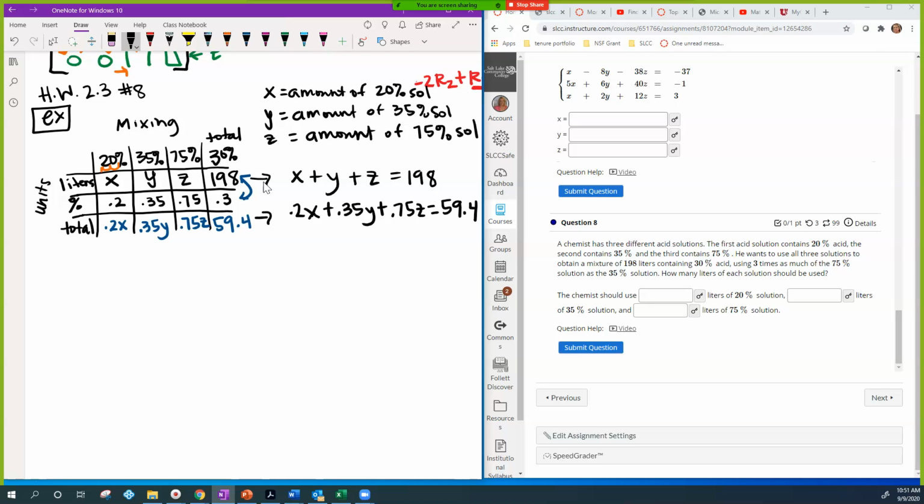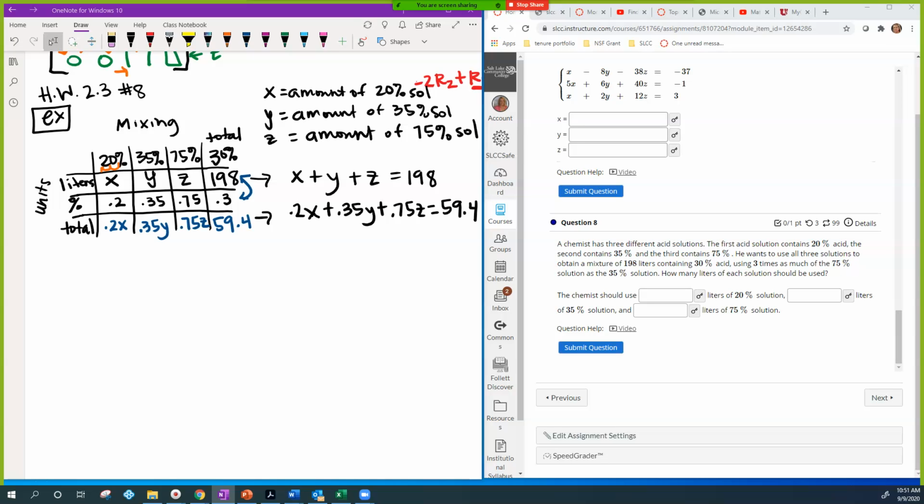All right. Is everybody with me up to that point, being able to set this up? So far, it looks really similar to how we set them up when they were the 2x2s, but now we just have one more solution that we're mixing with it.